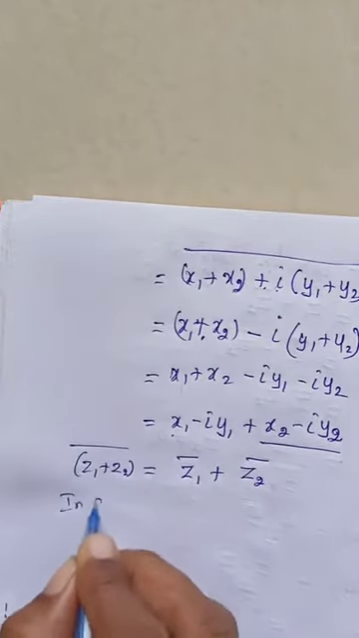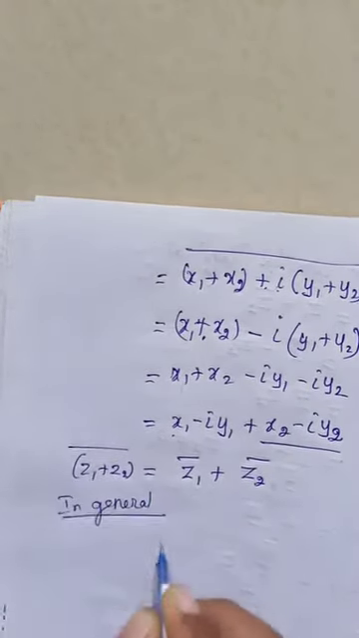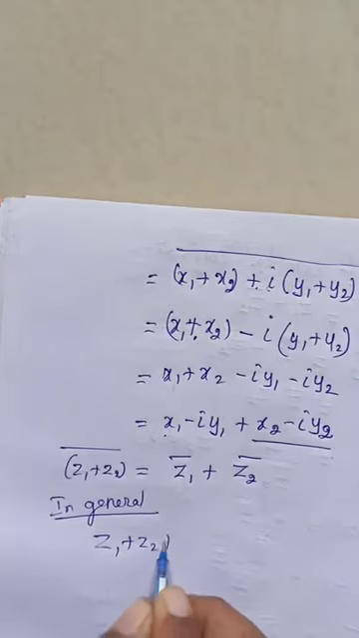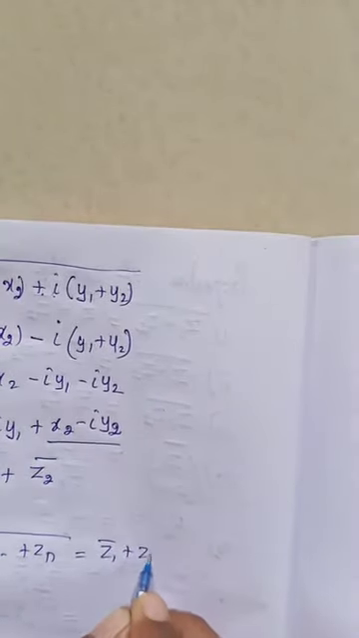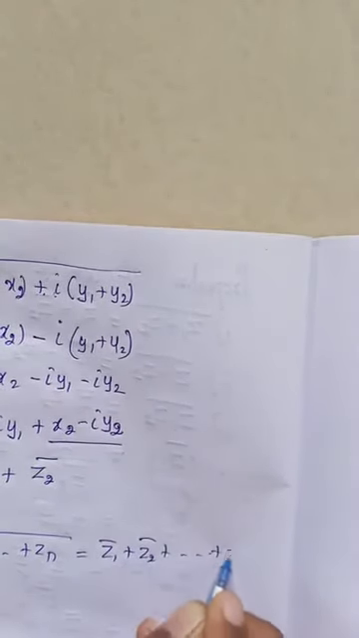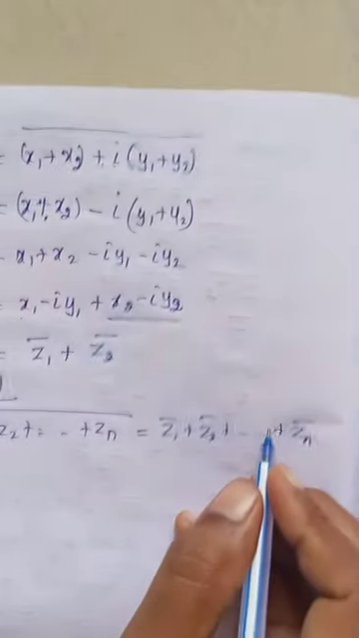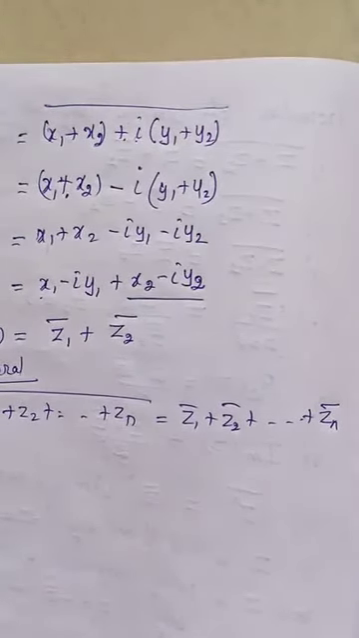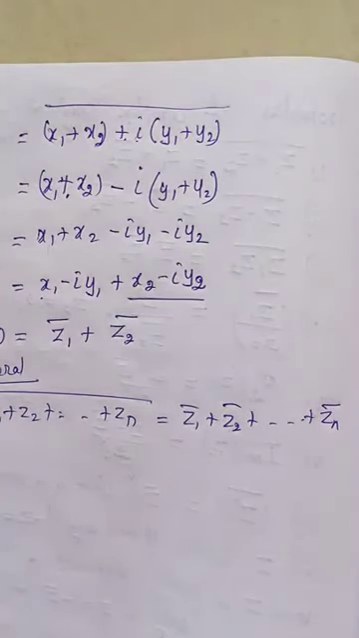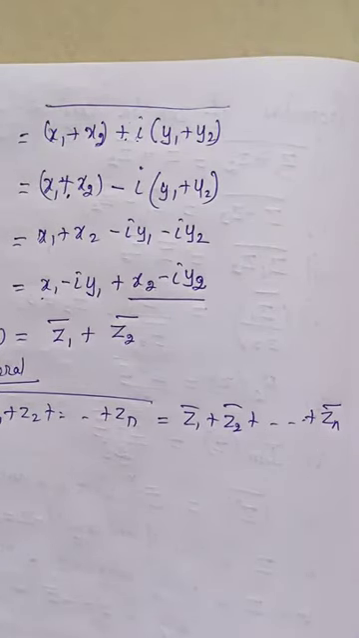In general, z1 plus z2 plus etc. plus zn, the whole bar can be written as z1 bar plus z2 bar plus etc. plus zn bar. Is that clear? The same way we can prove for multiplication, subtraction and division. That's left for you. If you want, you just try to do it.